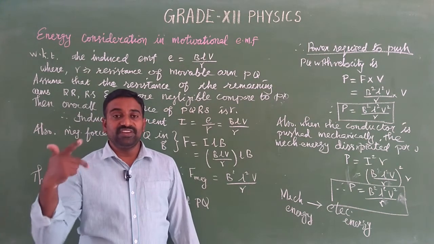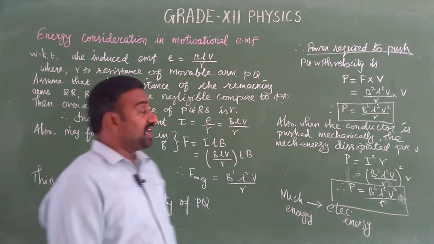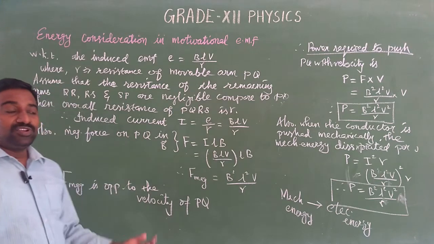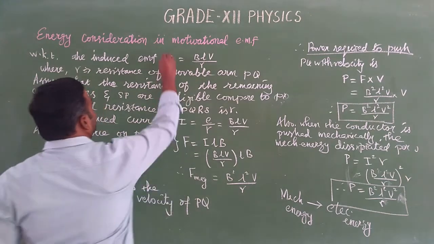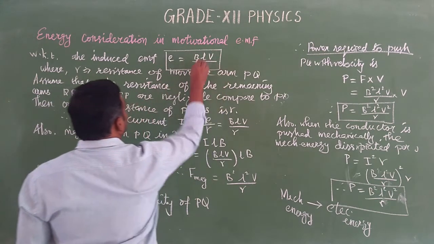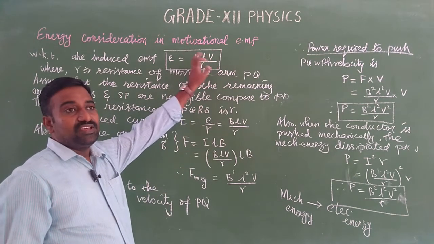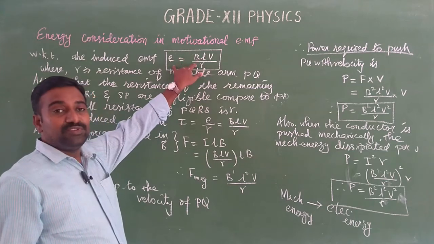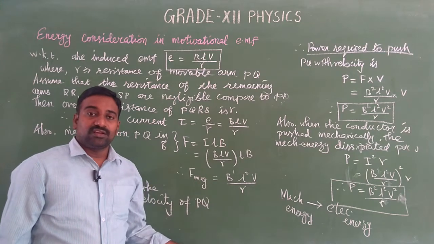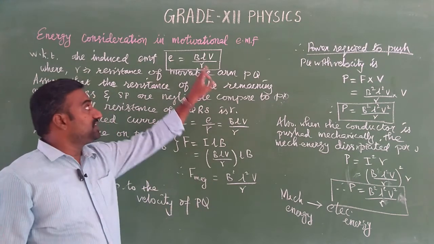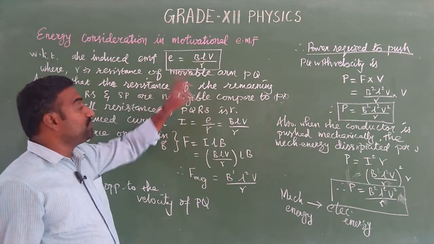So this force can be verified by using Fleming's right hand rule or Lenz's rule. Okay, I repeat once again. We know from motional EMF, the EMF induced by the movable arm is BLV. Because in the external magnetic field, the conductor of length L is moving with the velocity V, having the resistance R. So this is the EMF induced by the movable conductor. But the other arms in the rectangular conductor have negligible resistance compared to that of the PQ arm. So the total resistance of this rectangular loop is R.